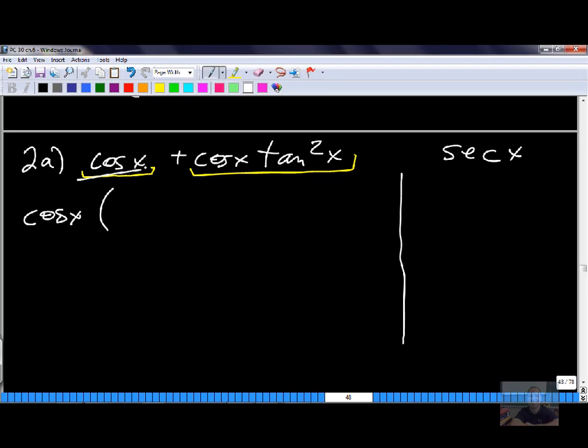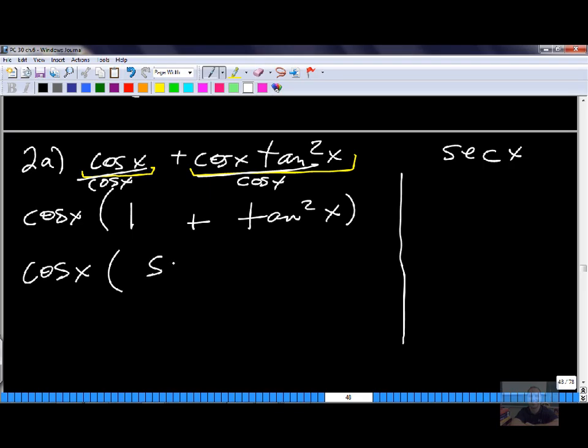And when you do that, you actually divide both terms by cos x, right? That's what you're actually doing when you take a common factor out. So this becomes 1 plus tan squared x. Everyone see that? So if we go back to the Pythagorean identities, what is 1 plus tan squared x? Okay, secant squared x. So if we rewrite this, this is going to be secant squared x.